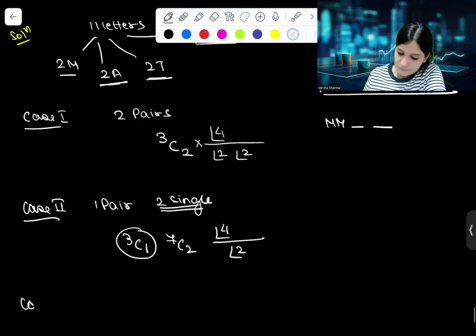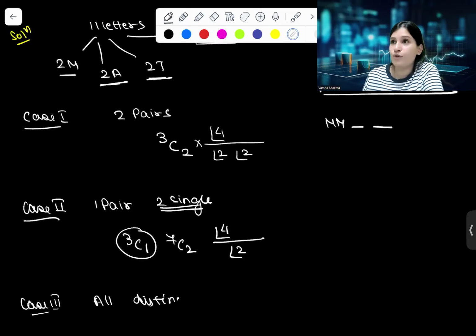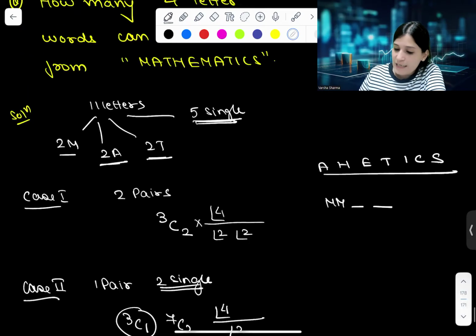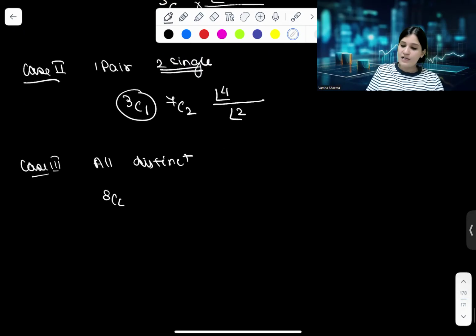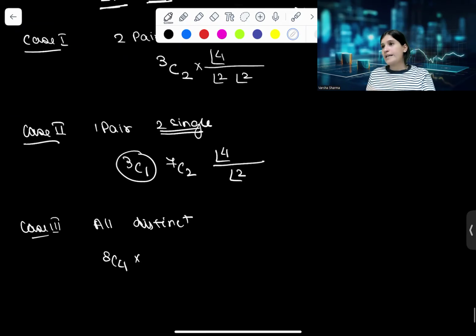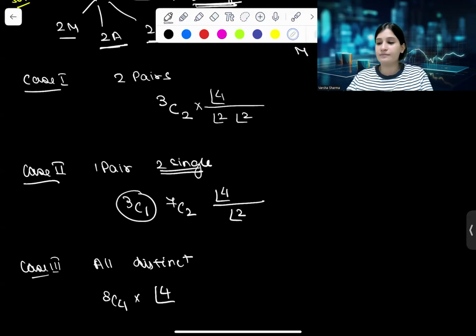And case 3. All different, all distinct, all single, no repetition. So how many possibilities? And this M can also come, right? I cannot have 2M, I cannot have 2A, I cannot have 2T, but I can have 1. So I have a total of how many letters? 8. Out of 8, how many do I want to select? 4. 8C4. Yes, I have selected the 4 letters. Now arrange the 4 letters: 4 factorial. Is there a repetition? No. Did you all understand? Yes, ma'am. Let's calculate.